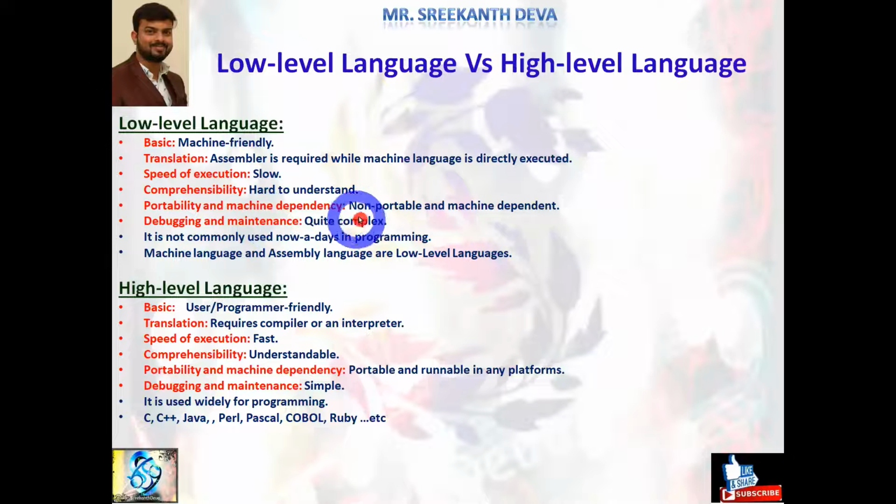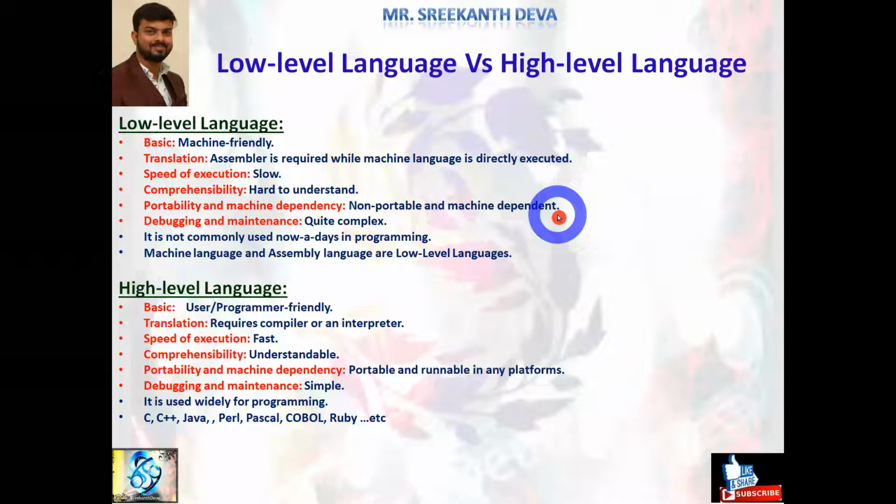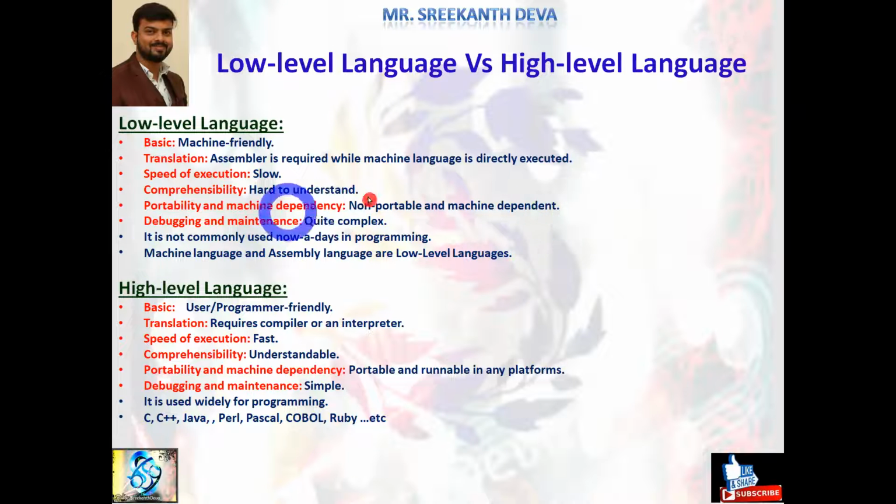Portability and machine dependency. Here, low level languages are non-portable and machine dependent. Why? Because these first generation languages are completely low level language, that is system dependent, machine dependent and architecture dependent. You cannot carry that machine code or assembly code and run it on multiple platforms, because every machine has its own architecture and is hardware dependent. That's why these languages are called non-portable. You cannot carry and run them on multiple platforms, and they are machine dependent. That code depends on the particular machine and architecture.